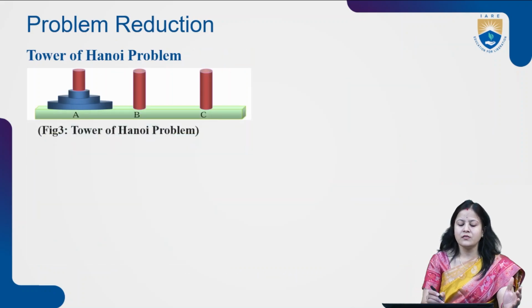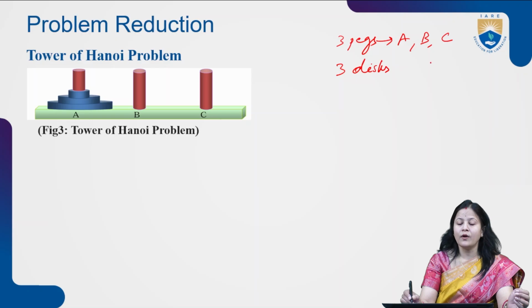So here, first, there are three pegs. Three pegs are given. What are the pegs? A, B and C. And three disks are given, all in blue color. Now all the three disks are present on the peg A. So this is the initial state.